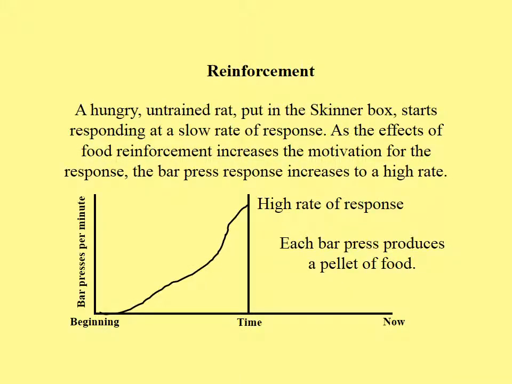The vertical line measures the rate of the bar press responses per minute. The horizontal line is a measure of passing time. A food pellet reinforces the response after each bar press response. A hungry, untrained rat, put in the Skinner box, starts responding at a slow rate of response. As the effects of reinforcement increases the motivation of the response, the bar press response increases to a high rate.